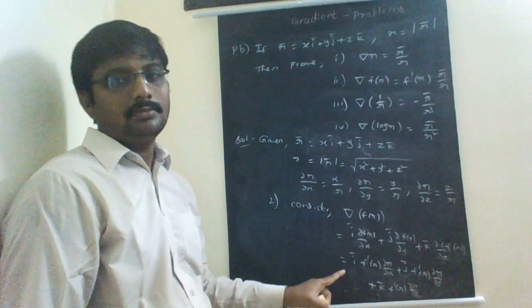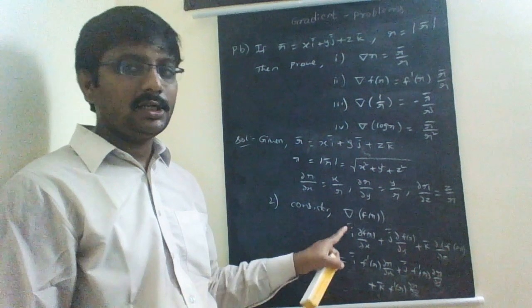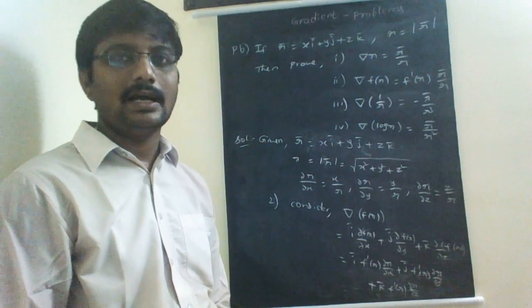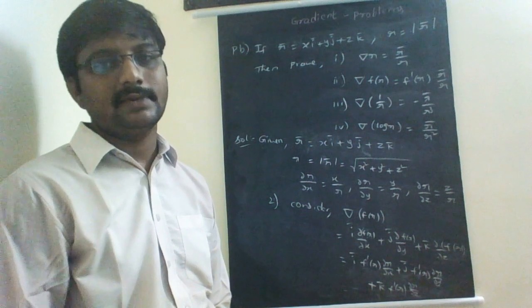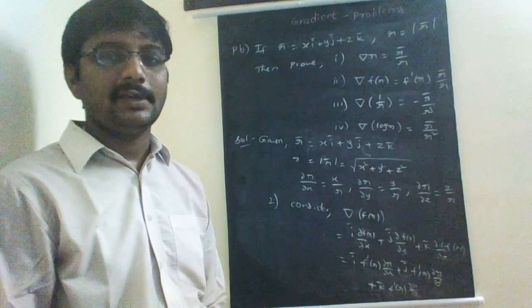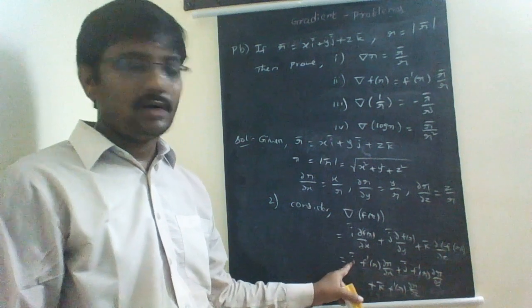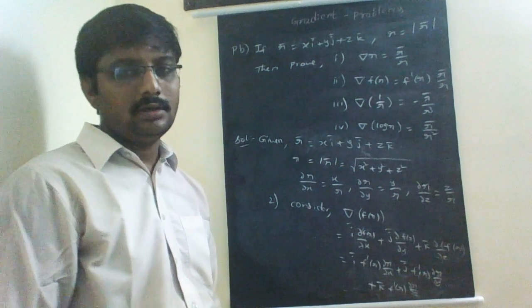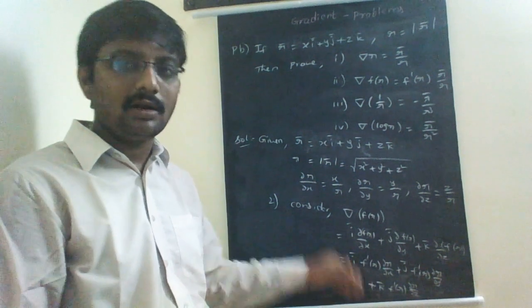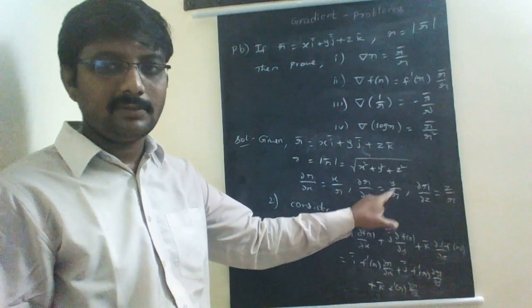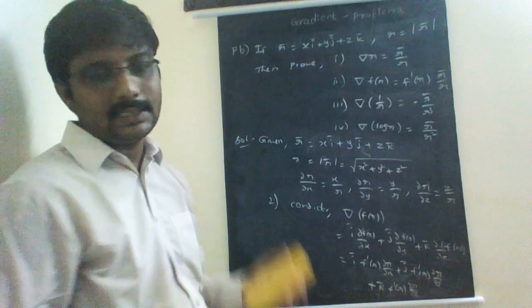In every term, every time we have to differentiate r with respect to x, with respect to y, with respect to z, because r is a function of x, y, z. We have to give the preference for r, whose derivatives are ∂r/∂x, ∂r/∂y, ∂r/∂z. So these values we have already obtained. ∂r/∂x is x by r, ∂r/∂y is y by r, and ∂r/∂z is z by r.